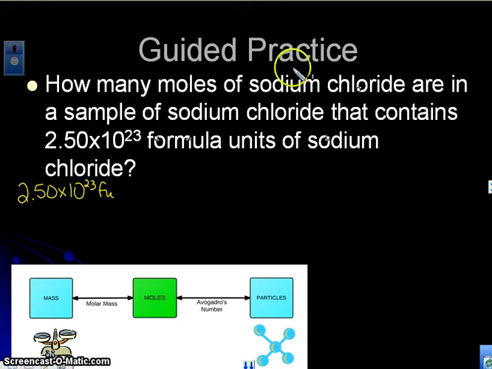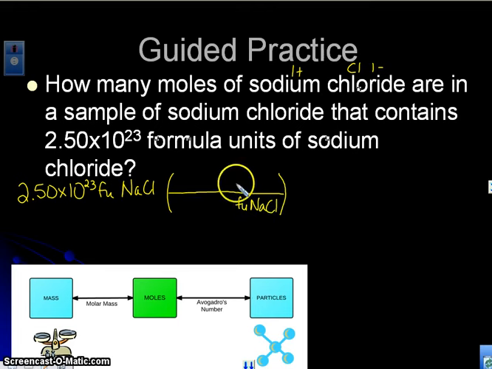Na is a 1+ charge. Chloride is a 1- charge. So that's going to give us a formula of NaCl. Hopefully you recognize this when we've done enough work with sodium chloride. And then we need to set up our conversion factor. We need formula units of NaCl on the bottom, and we need moles of NaCl on the top.